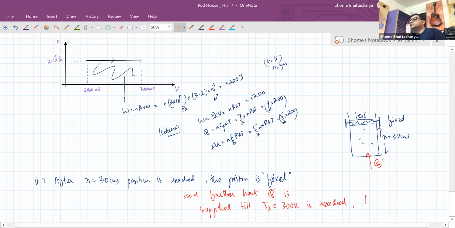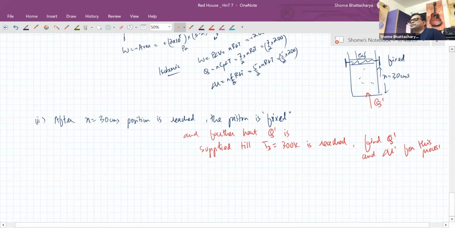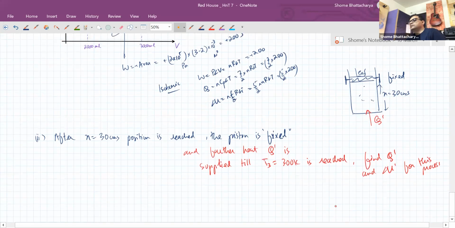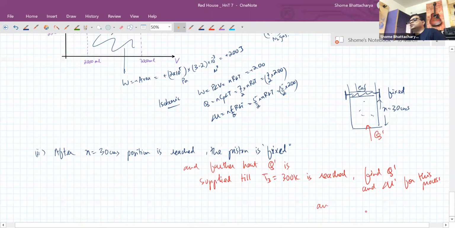Okay. So find Q prime and delta U prime for this process, and find the final state. That is pressure, volume, temperature. Temperature obviously I've given you 300 kelvins.